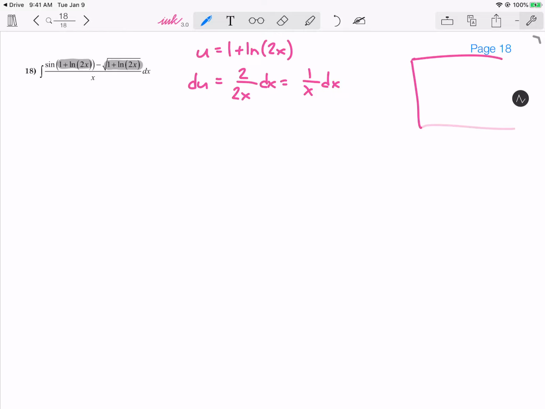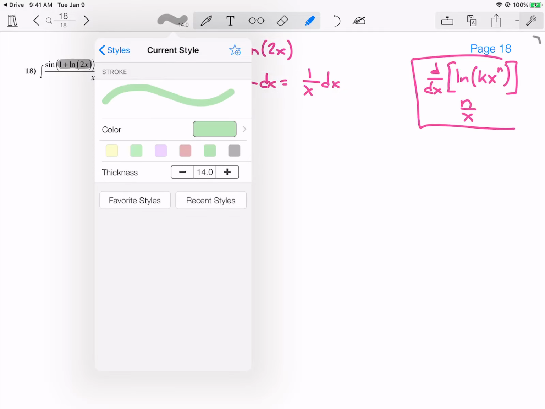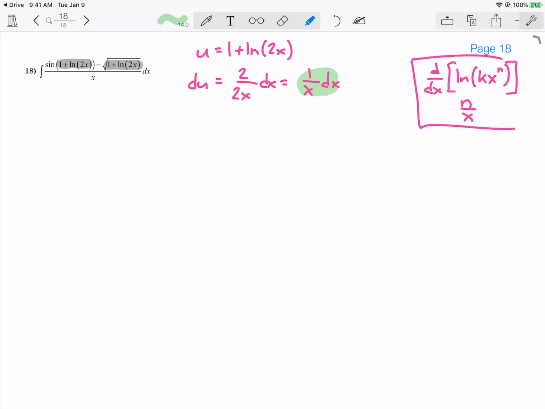Side problem for you. Show that the derivative with respect to x of the natural log of some constant times x to the n is simply n over x. There's your side project for homework. Back to our problem. Do I have the 1 over x dx? You bet your bottom dollar. There's my x in the denominator, and there's my dx. So this is a pretty easy substitution.